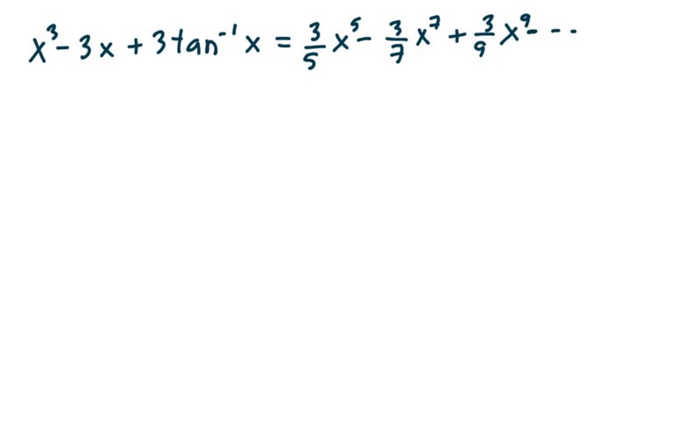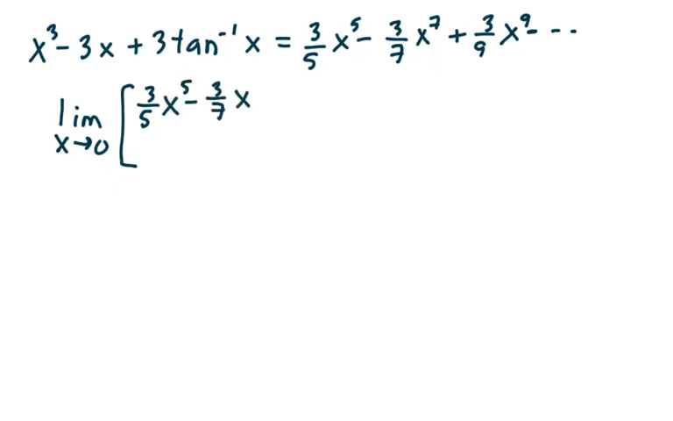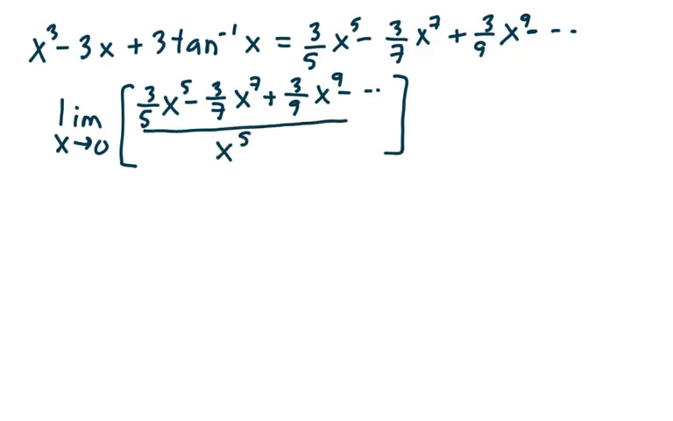From here, I'm going to take the limit as x goes to 0 of. We took care of the hard part. The numerator is the hard part, in my opinion. So we get 3/5 x to the 5th minus 3/7 x to the 7th plus 3/9 x to the 9th minus... And I'm going to divide by x to the 5th.